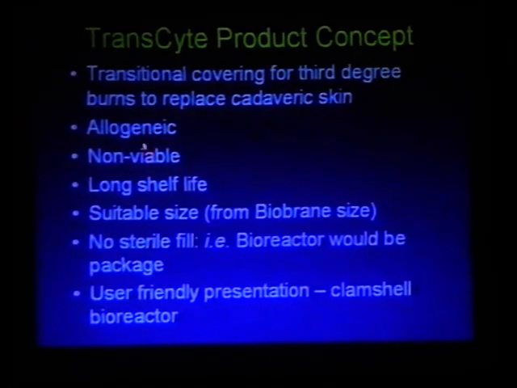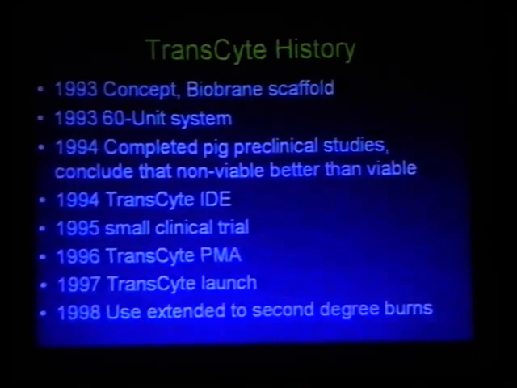It's an allogeneic product. It is non-viable because we found that viability didn't help. There's a long shelf life because you never know when you're going to need these things, and then there's a series of things concerned with being convenient to the physician. So this was a concept in 1993. We tried the 60-unit system. We had the same sort of experience as we did with Dermagraft. It didn't work. I mean, we tried it and it didn't work.